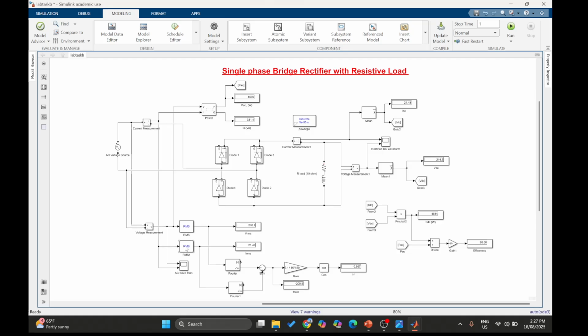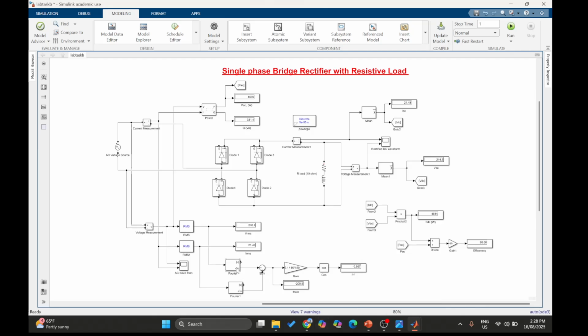Similarly, I am taking the current and giving it to an RMS block with the same parameters as earlier, and it will give me the IRMS value in amps. And I am using a scope to see the current and voltage waveform at the source.